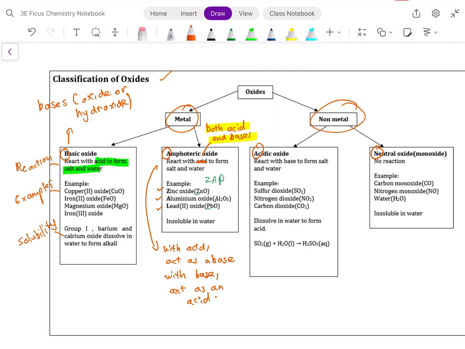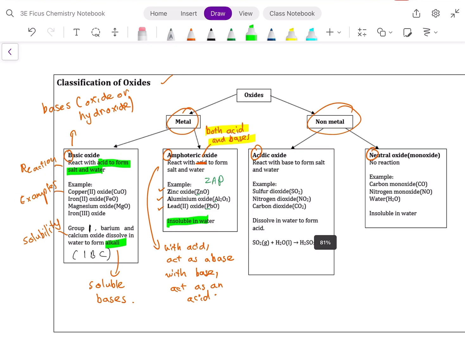Alright, then in terms of solubility wise, basically basic oxides, most of them are insoluble except for group 1, barium and calcium oxide. Group 1, this is group 1. Group 1, barium and calcium oxide dissolve in water to form alkalis. So remember, alkalis are soluble bases, right? Amphoteric ones, they are basically insoluble in water.